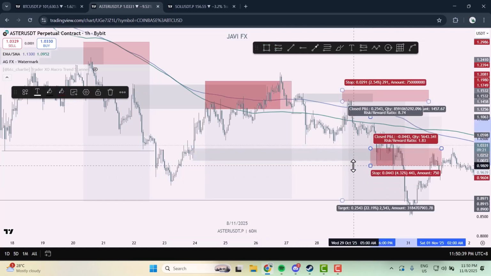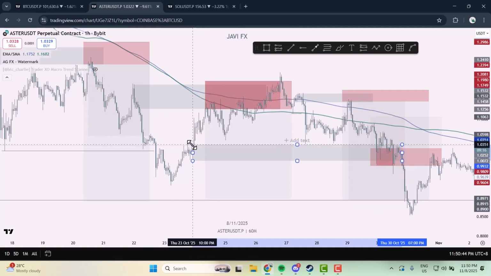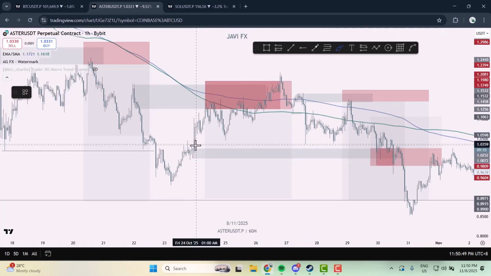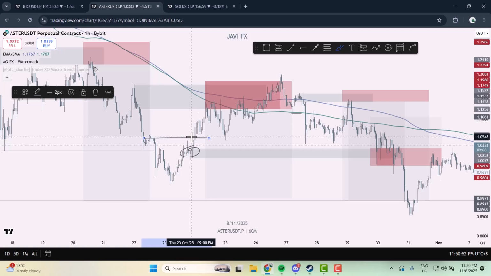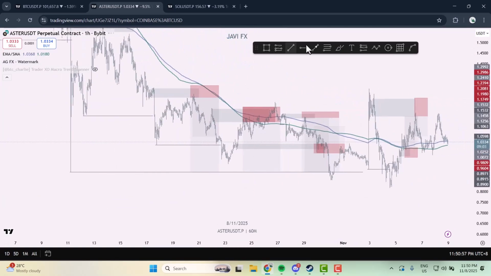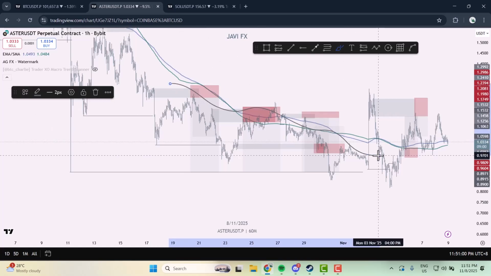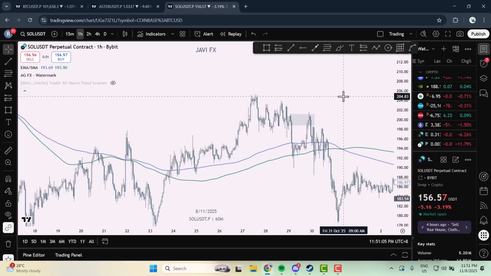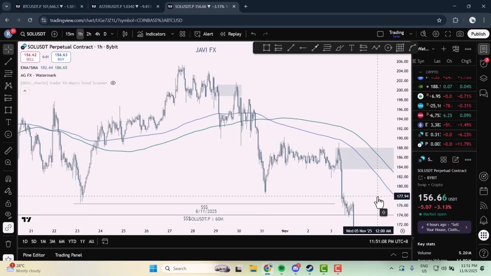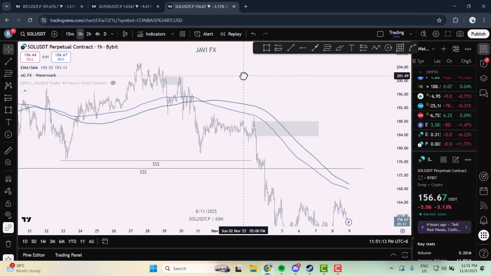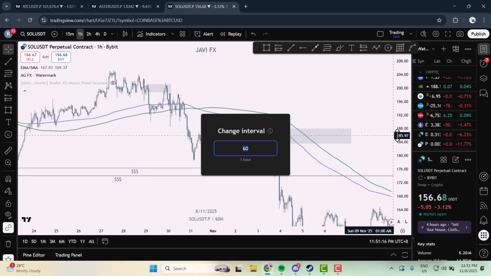See, the context is very important here. Just because this is a valid demand zone at the time being, context has to be applied. So this is a demand zone that broke this structure. However, the overall trend is bearish. Therefore, we favor shorts. Simple as that. Let's go to my last trade of the day. This video is getting quite long, but let's go for it.